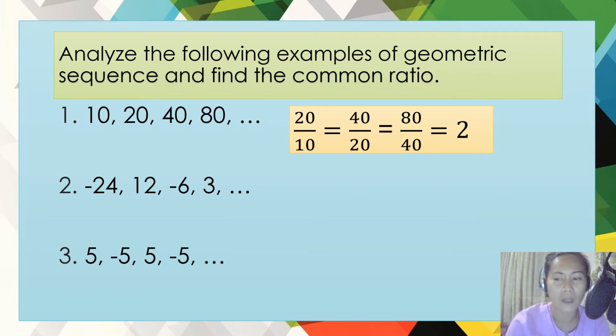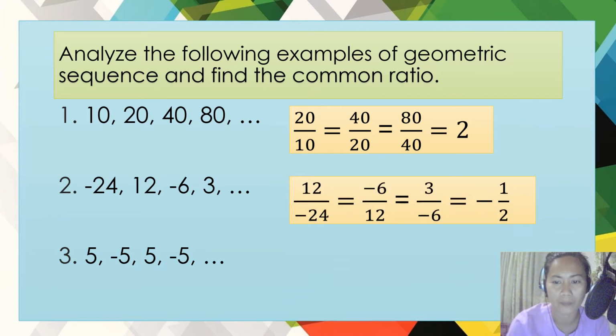Number 2: negative 24, 12, negative 6, 3. Divide 12 by negative 24, we get negative 1/2. Divide negative 6 by 12, we get negative 1/2. Divide 3 by negative 6, we'll get negative 1/2. So the common ratio for number 2 is negative 1/2.